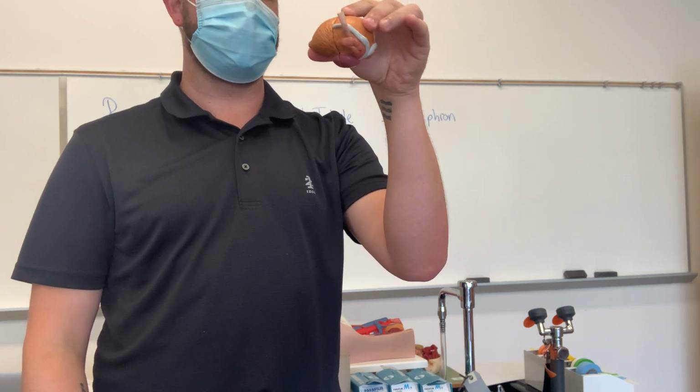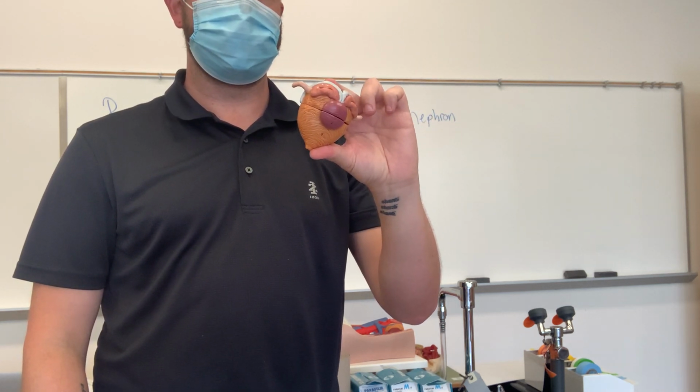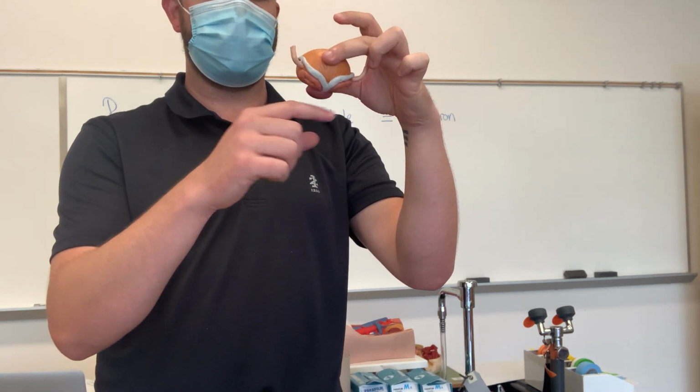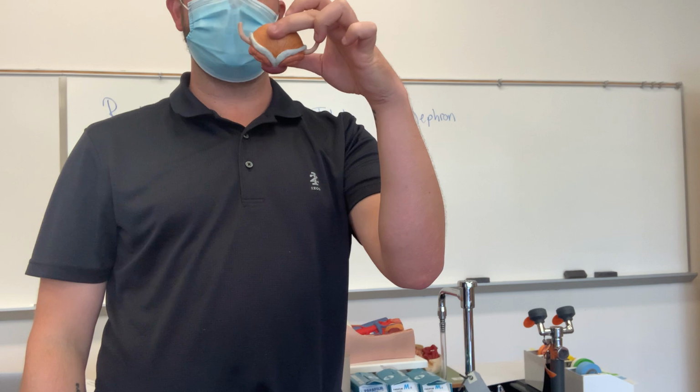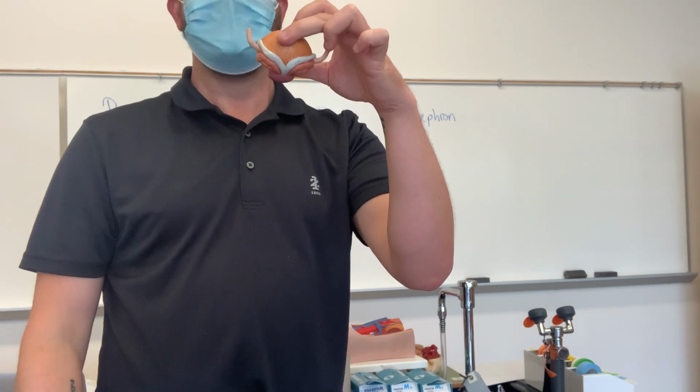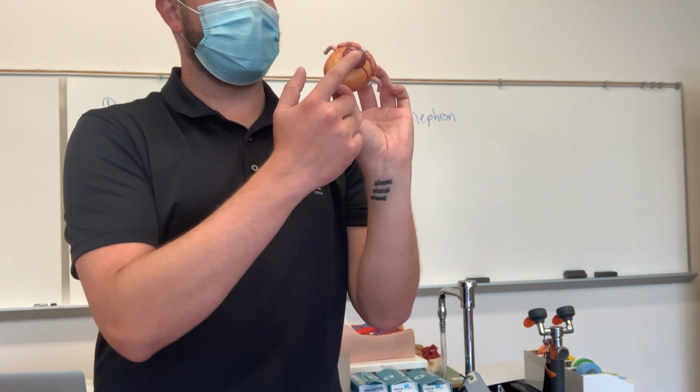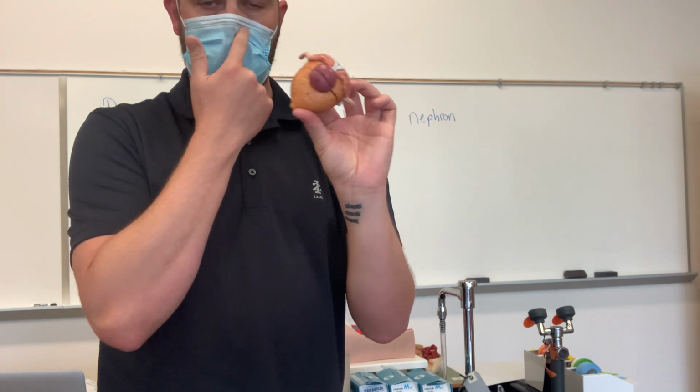Which one is this? This is the inferior, this is superior. This is a male bladder, but I appreciate the guess. So you can always tell it's a male bladder. It has the prostate underneath it. Okay, so that's the prostate.